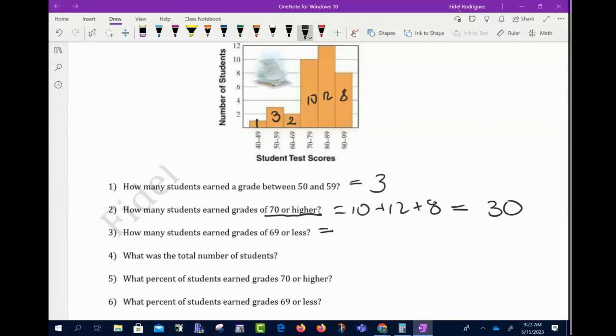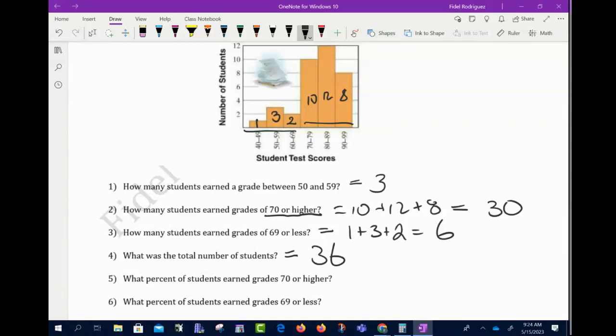What about how many students earned grades of 69 or less? What numbers would I look at? 1, 3, and 2. Perfect. I could have stayed home today. Y'all, that's 6, right? Y'all, what about the total number of students? If we were to add them all up together, what number would we get? 36, right? We already knew this was 30. We already knew that was 6.